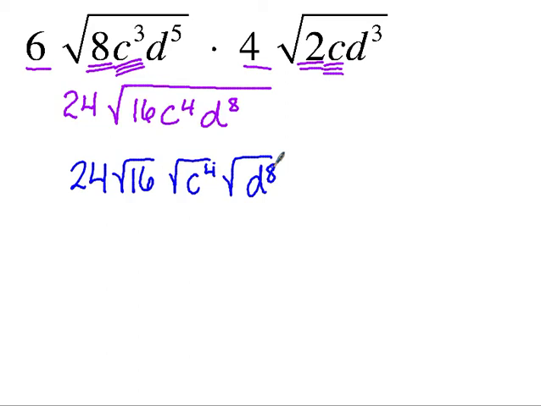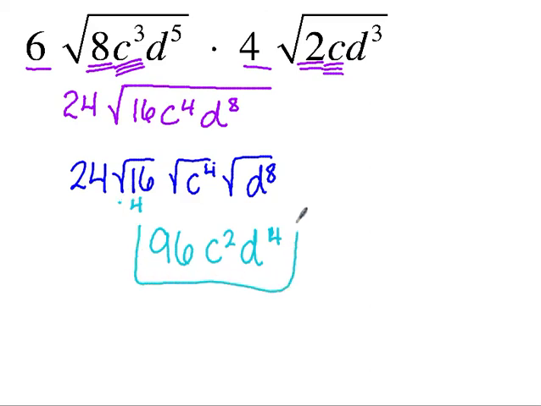Okay, so what did you end up getting? 96. 96? C squared, d to the 4th. Did you check the even odds? No. Ah, even. So we are good to go. The square root of 16, you know, is 4, guys. So you've got 24 times 4, which is 96. Square root of c to the 4th is c squared, and d to the 4th.